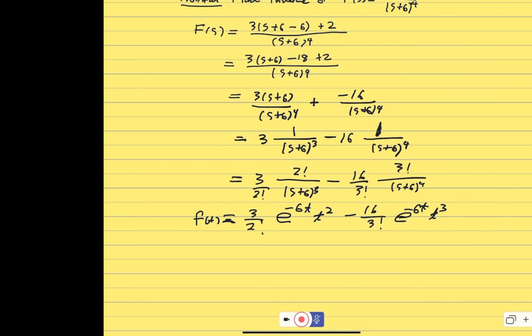t cubed. And we can clean this up a bit. This is 3 over 2, and it probably looks slightly easier to read if we write them in the other order, minus 6t. And then let's see, this is really 16 over 6, which gives me 8 over 3 t cubed e to the minus 6t. And that is the answer.